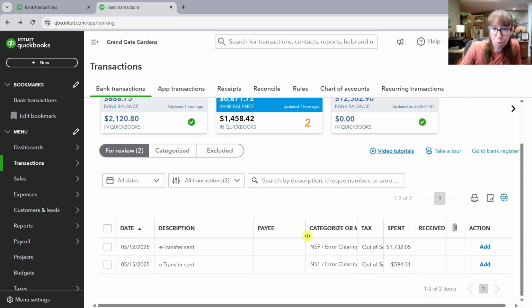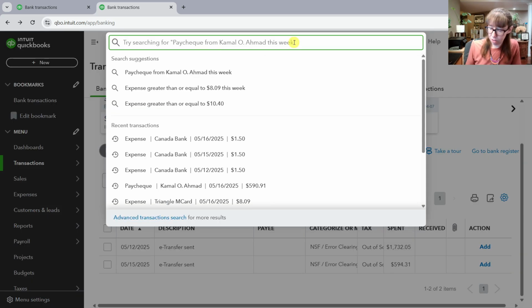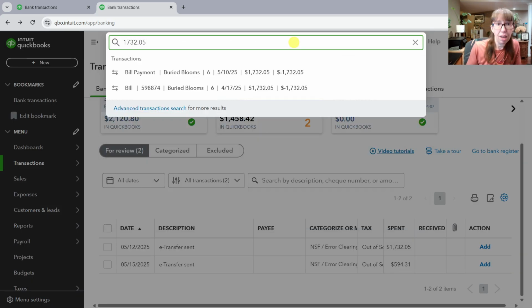So let's go ahead. We've got 2 lonely singles now. And lonely singles can happen when we're not given all of the paperwork. So here's how I solve my lonely single problems. So the first thing that I do always is I look up the amount. 1732.05. And we can see that there's a bill payment to Buried Blooms for 1732.05. So we don't know who that was sent to, but that's a clue.